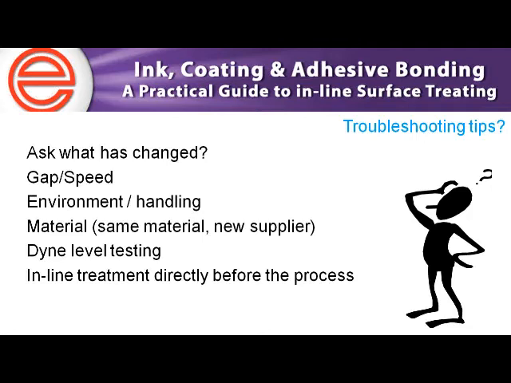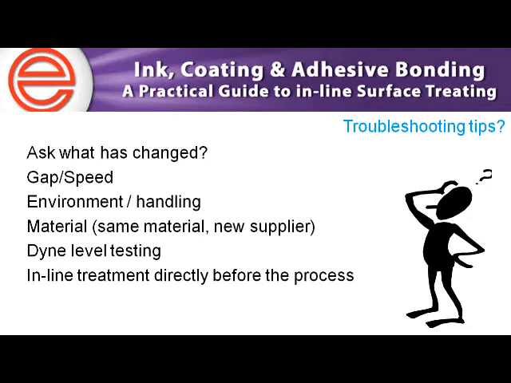Another thing to consider is the material. This actually is probably the most common culprit that we come across. Have you changed your supplier? Say you're working with a polypropylene injection molded part and all of a sudden the polypropylene is coming from a different supplier and you're not getting the adhesion you need. Sometimes there are other things mixed in with that polypropylene that really affect what's going on.